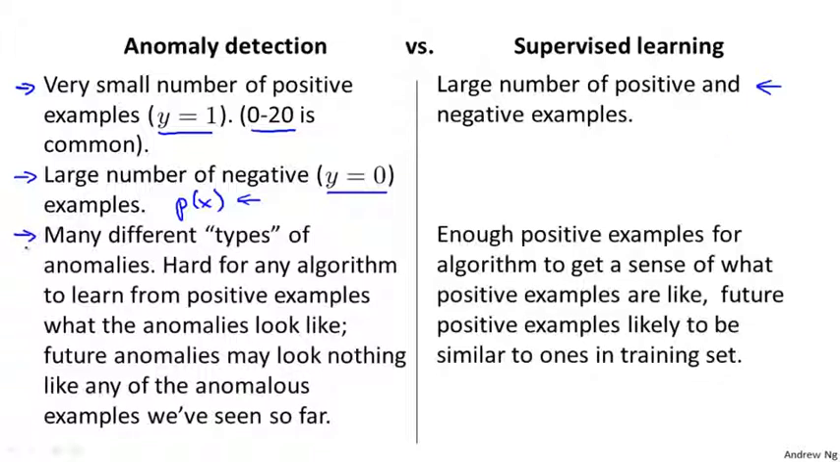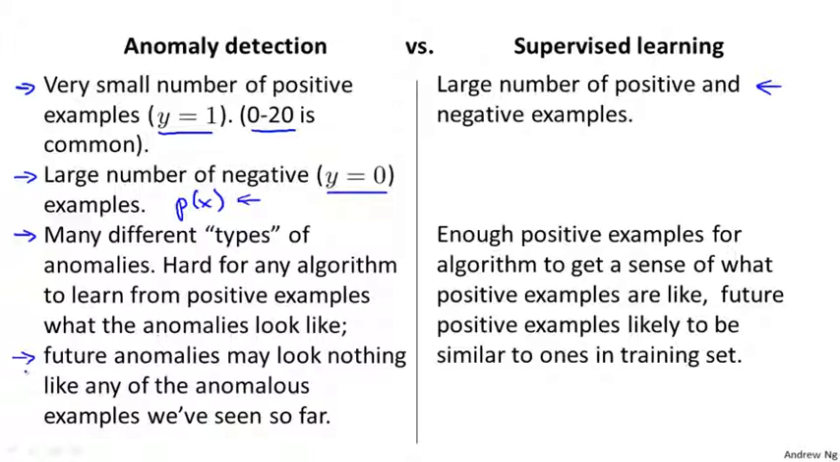For anomaly detection applications, often there are many different types of anomalies. So think about aircraft engines. There are so many different ways for aircraft engines to go wrong, right? There are so many things that could break in an aircraft engine. And so if that's the case, and if you have a pretty small set of positive examples, then it can be difficult for an algorithm to learn from your small set of positive examples what the anomalies look like. And in particular, future anomalies may look nothing like the ones you've seen so far.